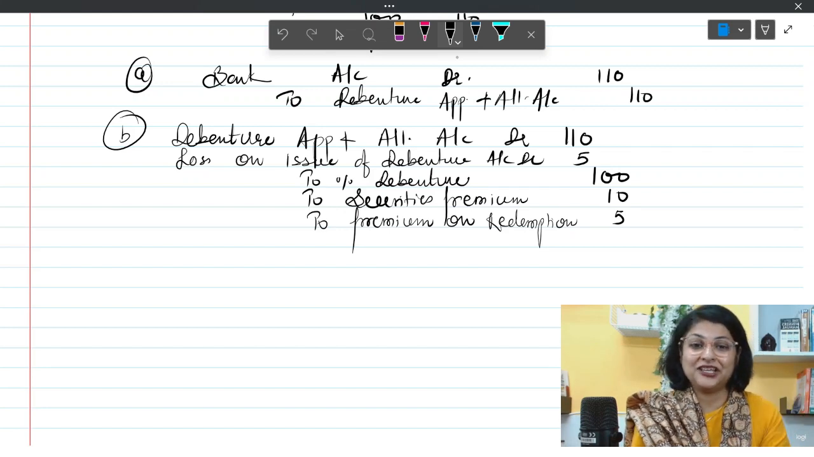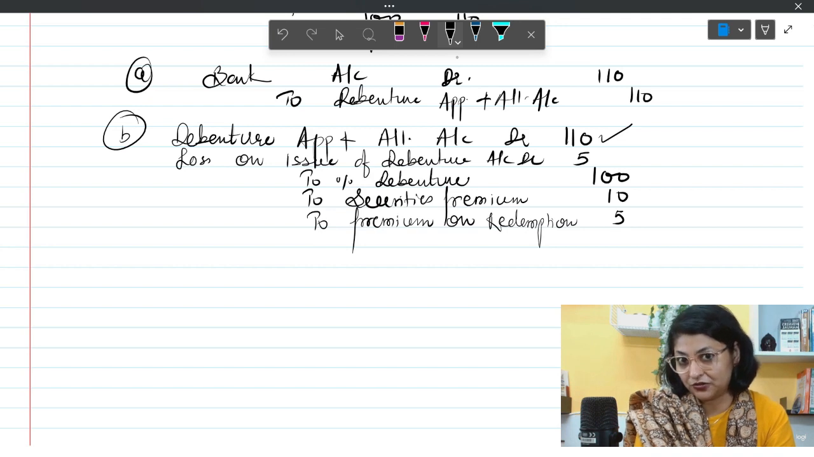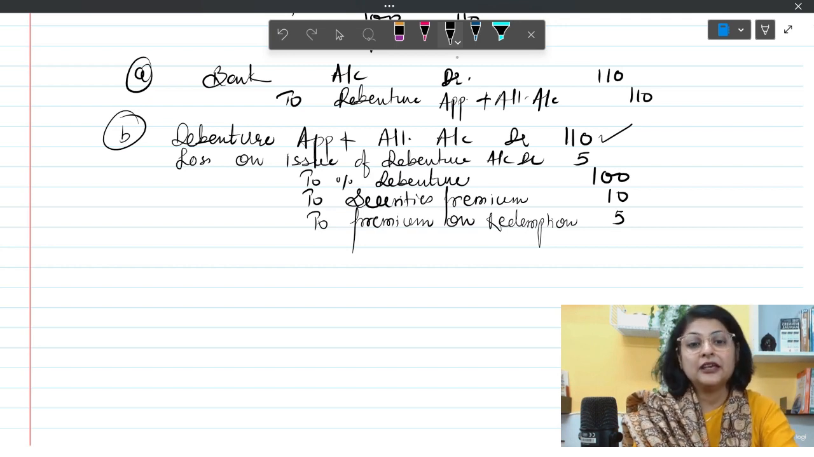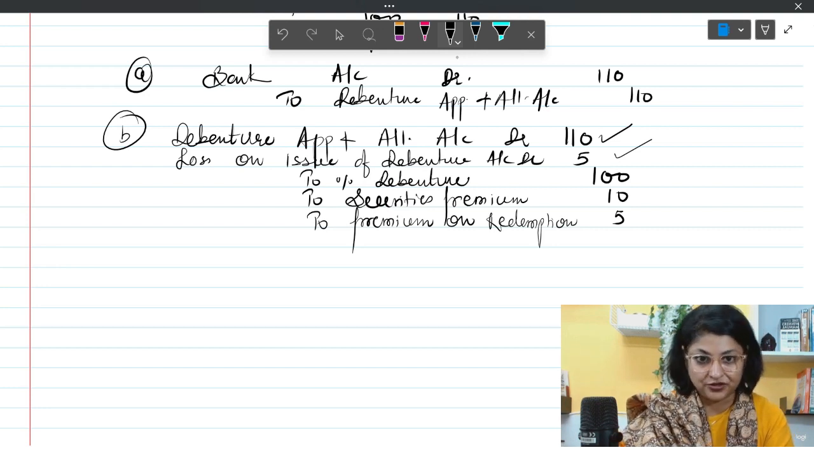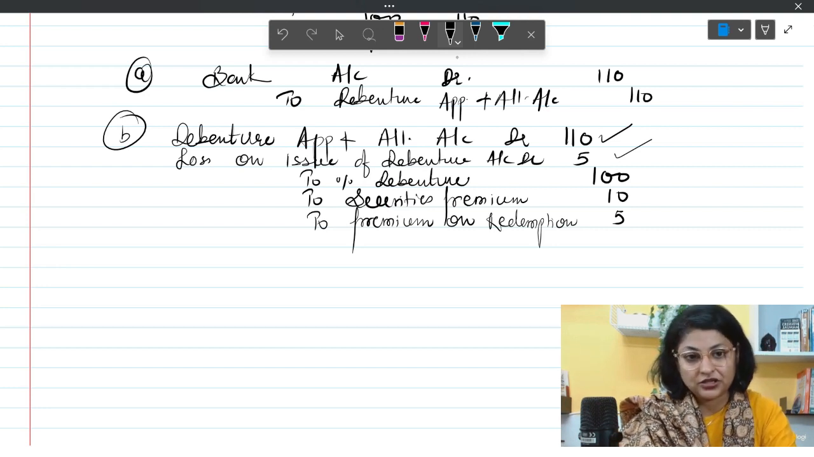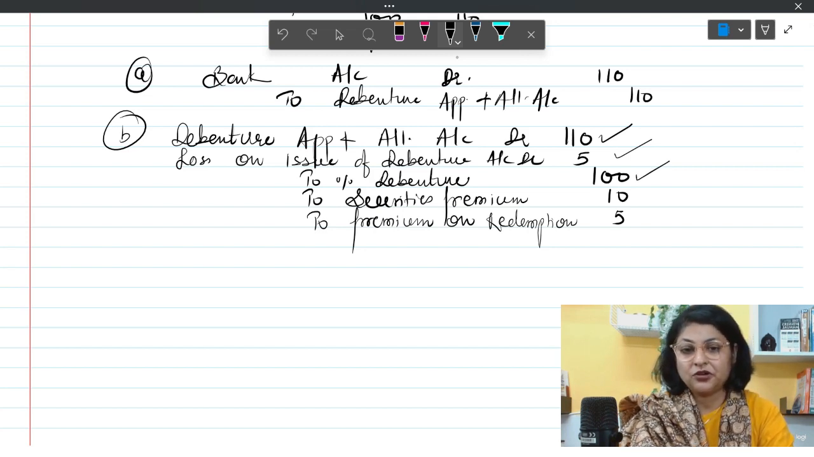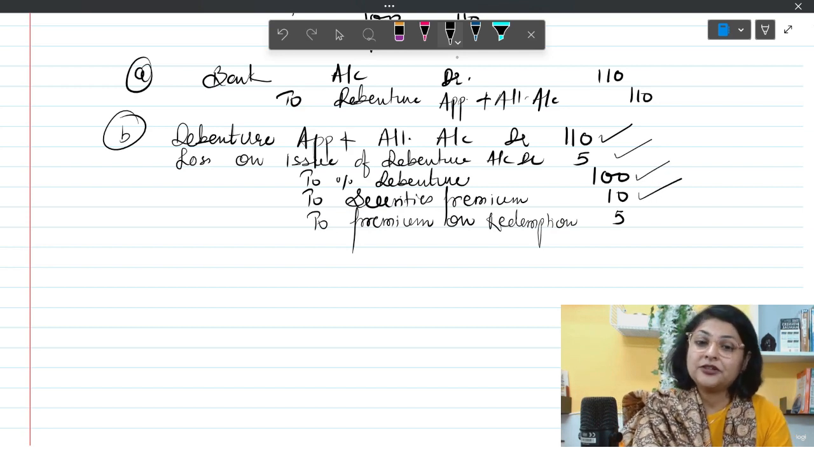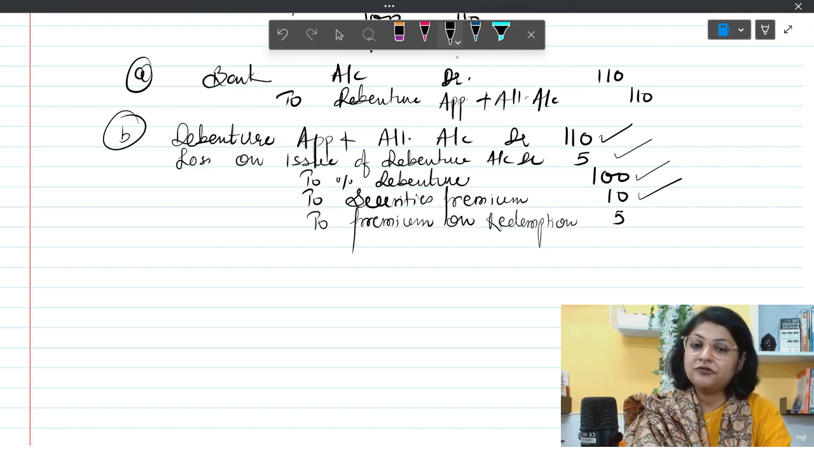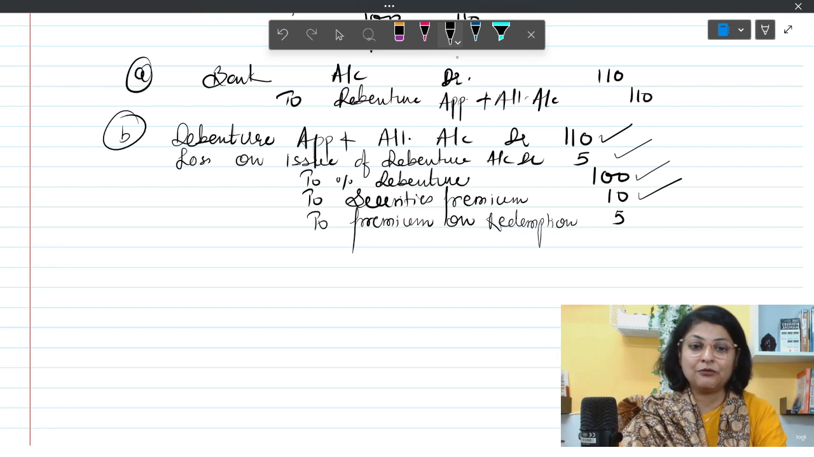Look at the entry carefully. Here you are writing 110 rupees which you are receiving from debenture holder including the premium. Here you are booking the capital loss which you will be suffering at the time of redemption of debenture. In front of debenture account you always write the face value. In front of securities premium you are going to write the 10 rupees extra which you have received from the debenture holder, and in front of premium on redemption account you will write the amount which you will have to pay extra to the debenture holders at the time of redemption.